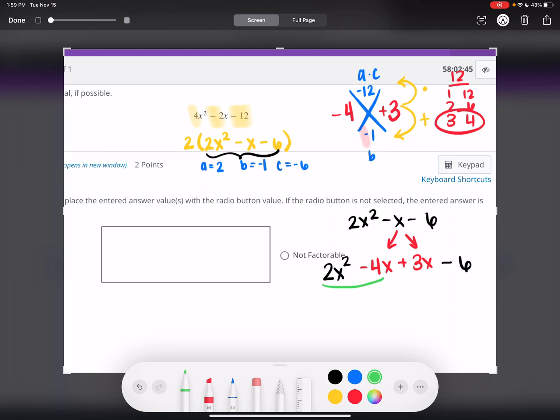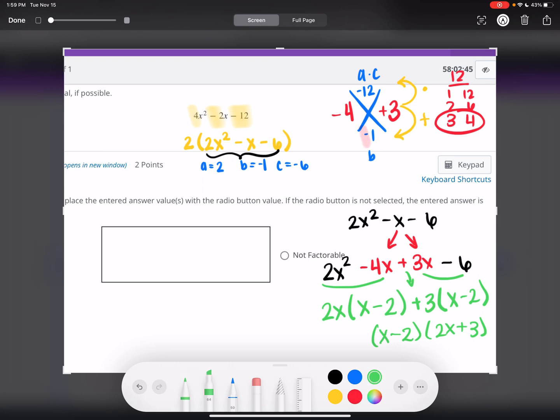2x squared and negative 4x have a 2x in common. 2x squared divided by 2x is going to give me x. Negative 4x divided by 2x is going to give me negative 2. Carry down my sign. Second parentheses, 3x and negative 6 are going to have a 3 in common, and I'll be left with x minus 2. Write down what's being repeated, x minus 2, and what's left over. Now, that is only this part right here.